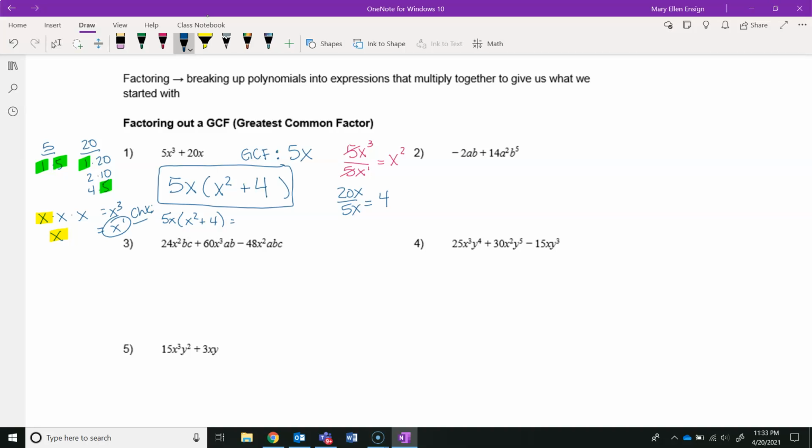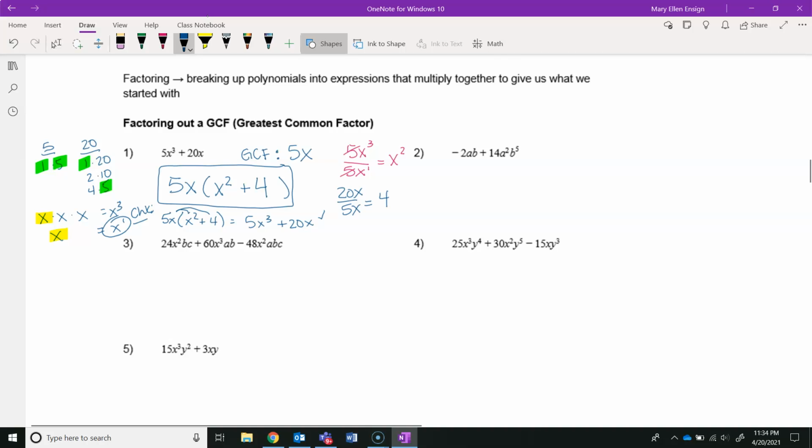Remember that when I'm factoring, I want my answer to be two or more expressions that multiply together to give me what I started with. So 5x times x squared would give me 5x cubed. That's using our stuff from chapter 7 and 8. 5x times 4 is positive 20x. Is that what I started out with? Yes. So that checks. And that's another way you can think of this as you're factoring.